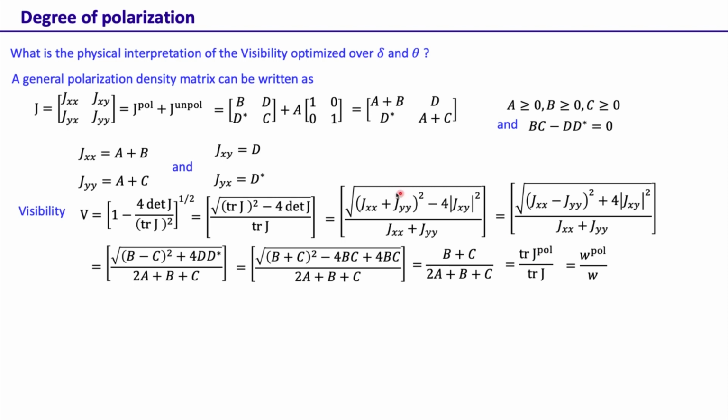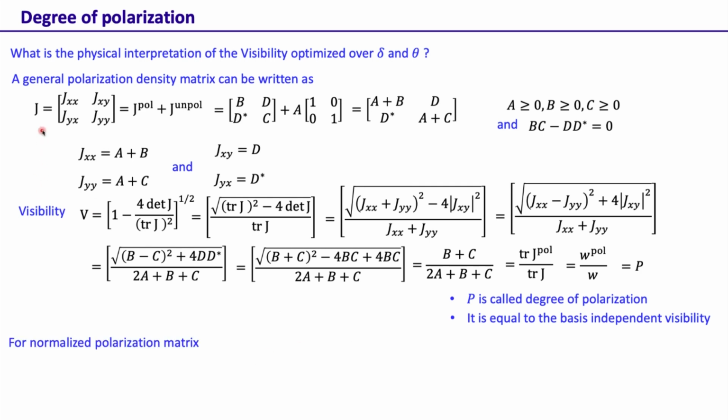Now what is the trace of this density matrix? This trace basically represents how much intensity it represents. So this is the intensity of the polarized part of this field divided by the total intensity. So if we write a general polarization matrix as a polarization matrix that is completely polarized plus one that is completely unpolarized, then this visibility is equal to the intensity of the polarized part divided by the total intensity. So that is the physical interpretation that comes out. We also give it a name, P. This is called the degree of polarization, and of course it is equal to this basis independent visibility.